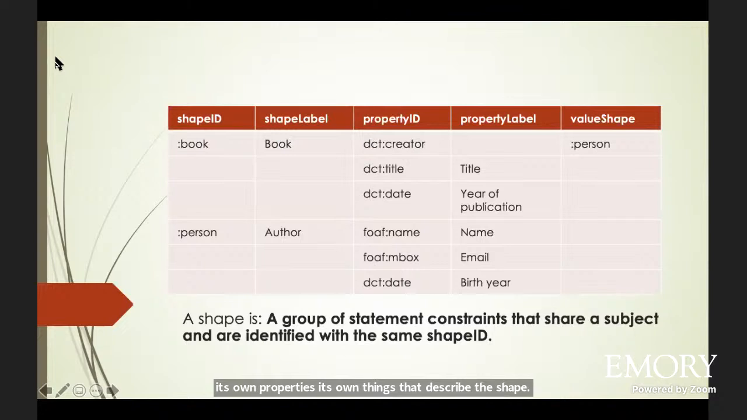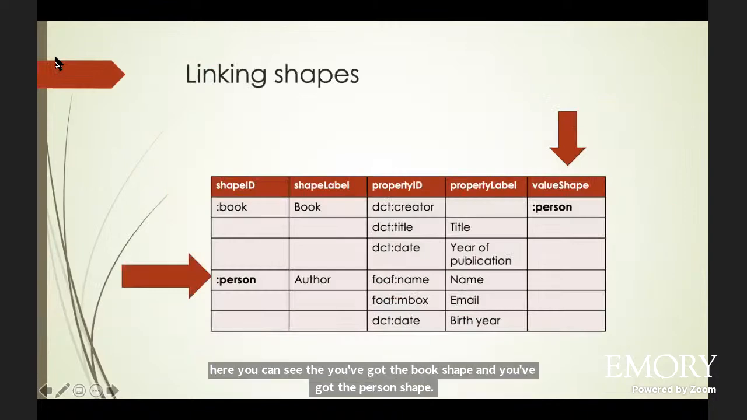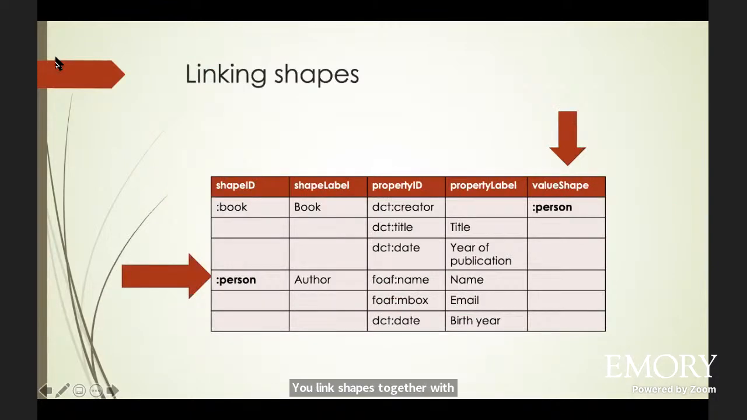To do this, we have a shape ID, which again can get a label. And each shape is a group of statements that share that shape ID and conceptually that subject in the metadata. So here you can see that you've got the book shape and you've got the person shape. You link shapes together with a column called value shape, and for it to link, the value shape and the shape ID have to be exactly the same string.